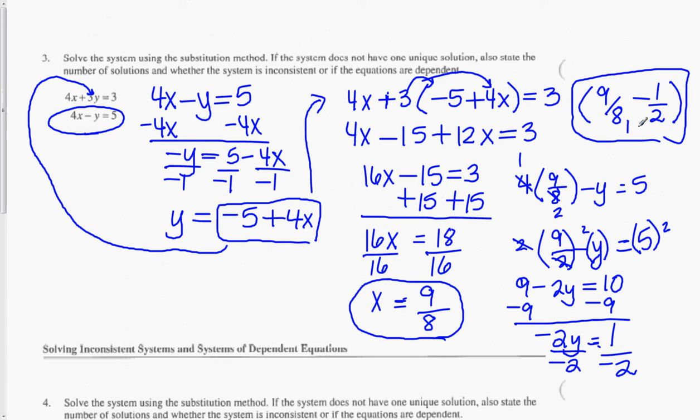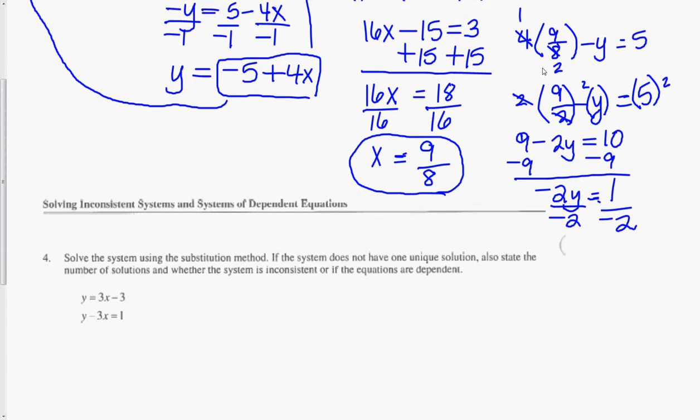On this one, it would have been really difficult to tell if I had graphed it that the intersection was at 9/8 and negative 1/2. That's why we need to have other methods of solving these systems besides just graphing.